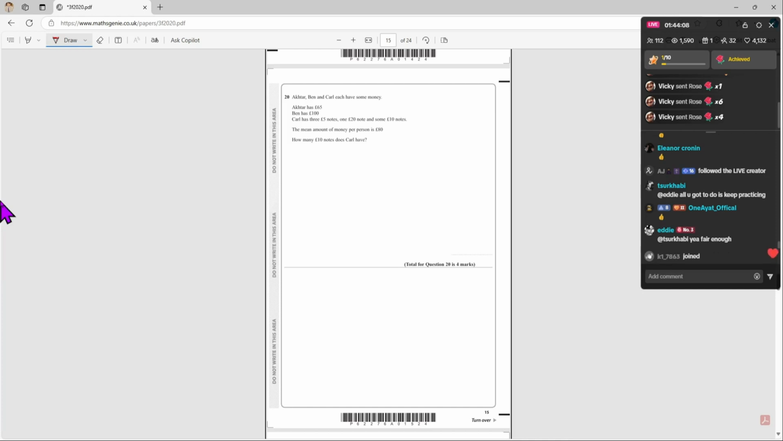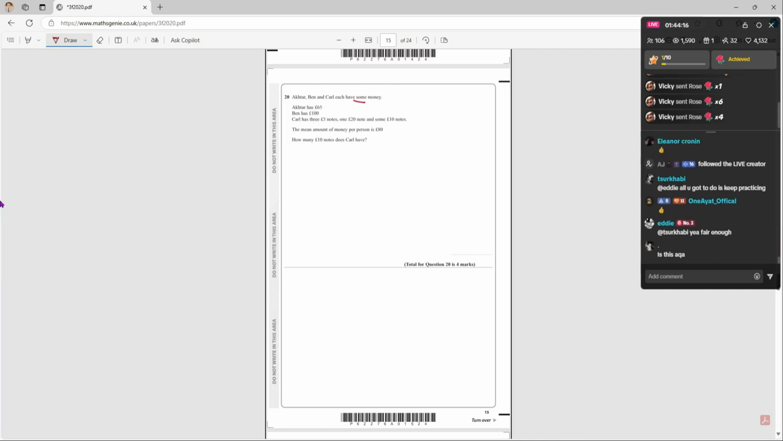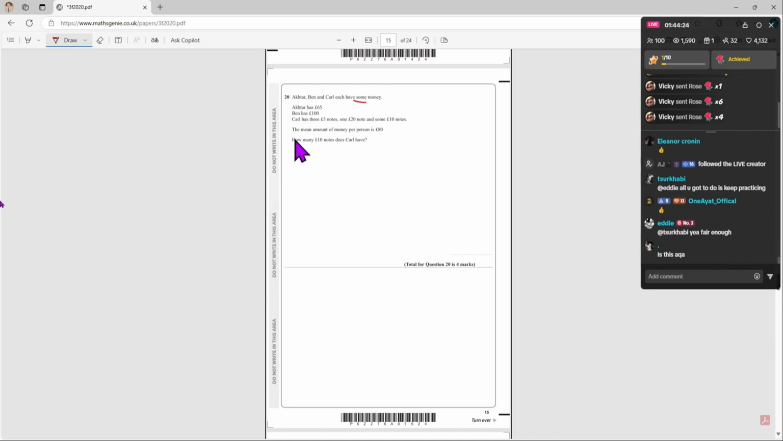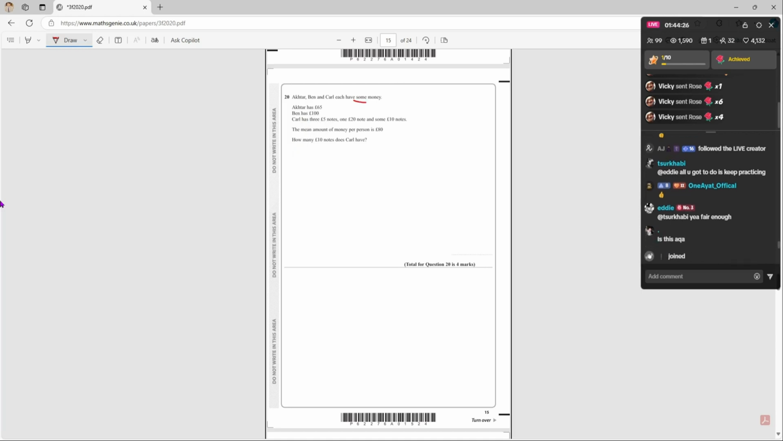So we have question number 20 now. Actor, Ben and Carl each have some money. Actor has £65, Ben has £100, and Carl has 3 £5 notes, 1 £20 note, and some £10 notes. The mean amount of money per person is £80. Work out how many £10 notes Carl has.